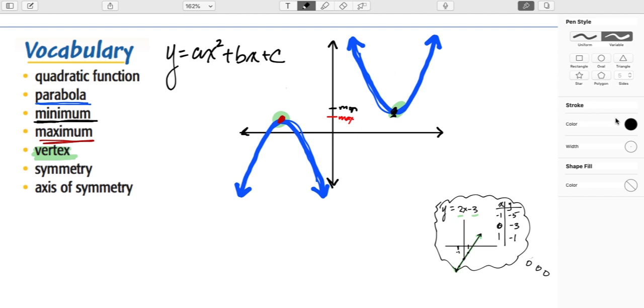I hope so. So that's how I want you to think about that. But the vertex is actually an ordered pair. It's a point. Your vertex will be an XY point. So just a little bit of clarity.